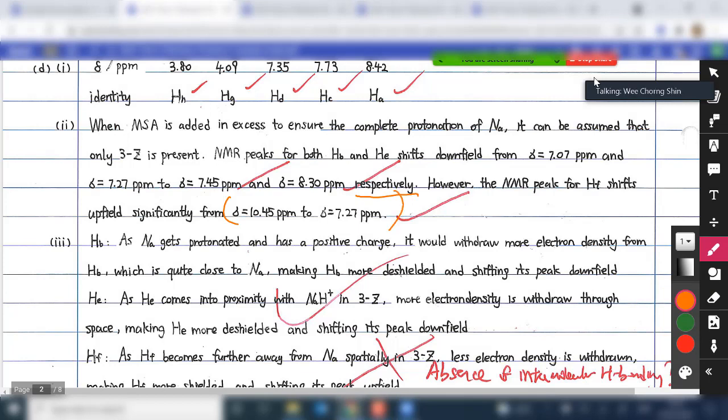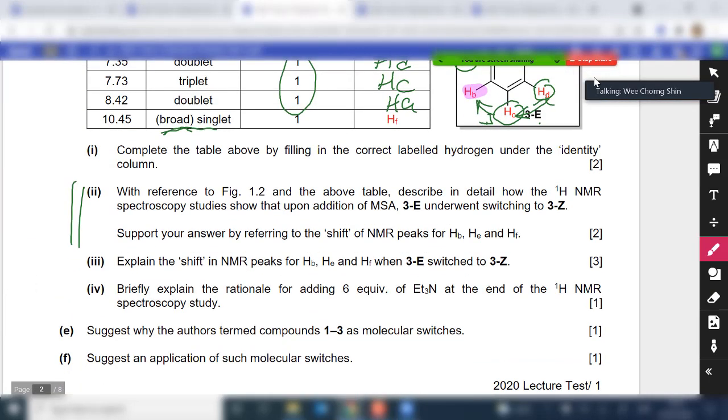So basically, if you read the question, they ask you to describe in detail how the thing shifted. So you just need to say, these 3 peaks, like HB shifts to where, HE shifts to where, HC directly. Describe. Haven't explained yet. No need to explain. Then part 3 is to explain. So don't mix your answers up. That's why it's 3 marks. So originally 2 and 3 are collapsed. So now we compartmentalize them.